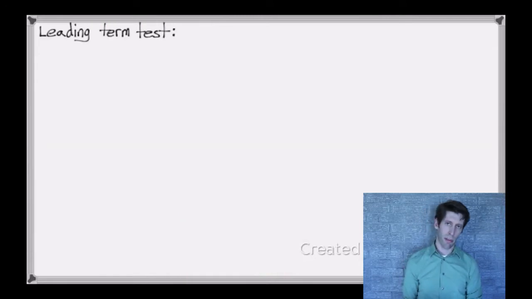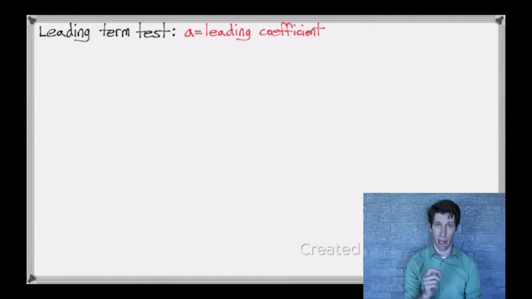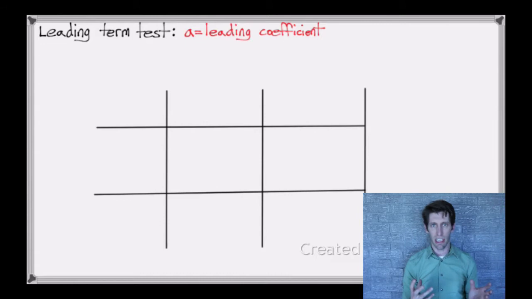So what I want to talk about next is something called the leading term test for a polynomial function. It tells you something about the graph. And what the leading term test pertains to is the entire leading term. In particular here, we're going to let a be the leading coefficient. Now, this leading term test has two different possibilities on the leading coefficient and two different possibilities on the degree. So we'll break that into a grid here.